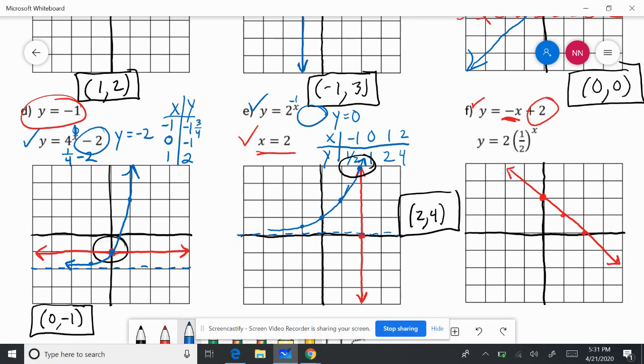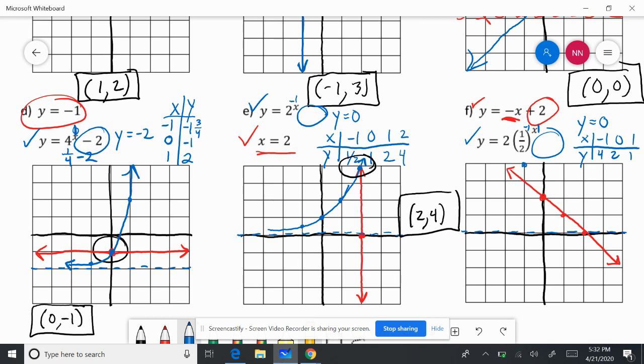Now, if I look at my exponential, what I notice is that I'm not adding or subtracting anything. That tells me that I have a horizontal asymptote at 0. And I'm going to use my same table values. I'm going to use my -1, 0, and 1. When I plug in a -1, it flips it to 2. 2 times 2 gives me 4. Anything to the 0 is 1, times 2 is 2. When I plug in a 1, it stays the same. 2 times a half gives me 1.